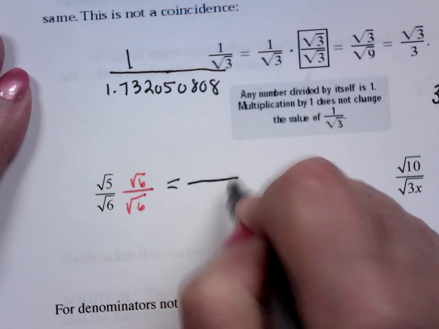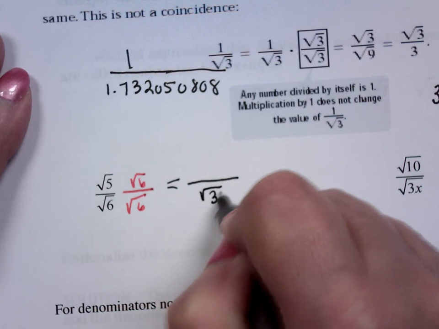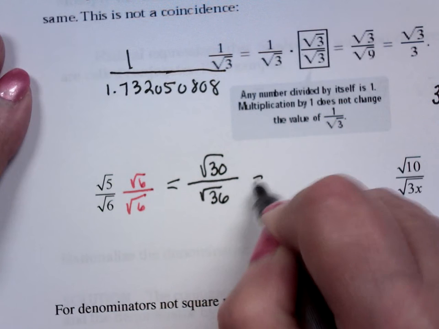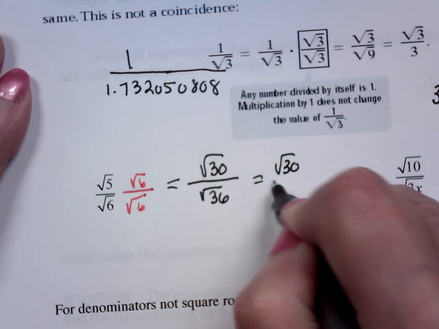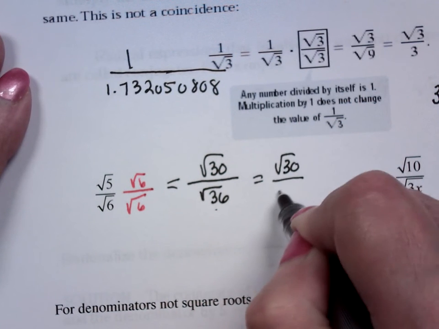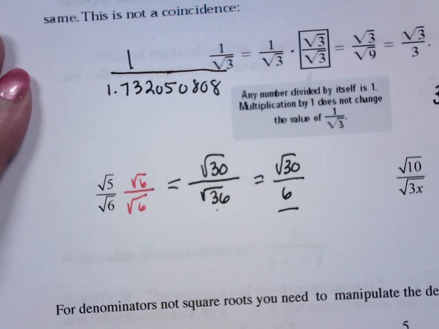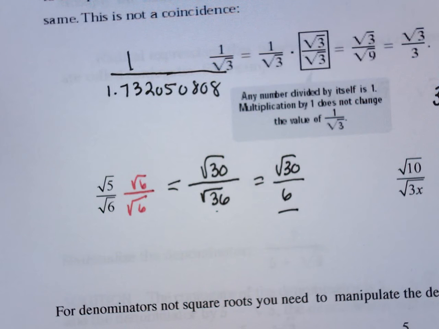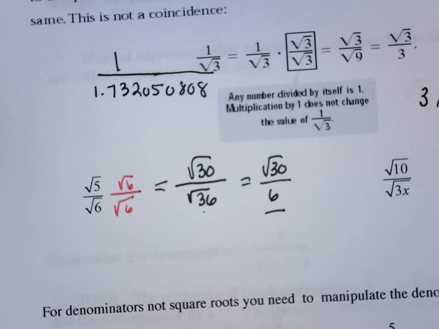Square root of 6 times the square root of 6 is the square root of 36. That's now a perfect square. Square root of 30 over the square root of 36, which is 6. And now, look, no radical in the denominator. Woohoo! That was exciting. No? Okay.